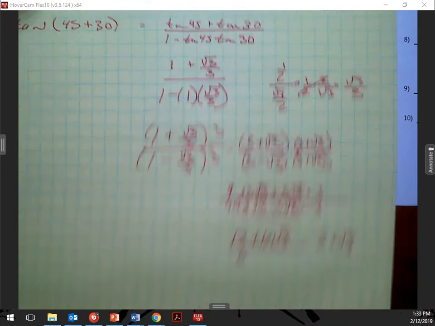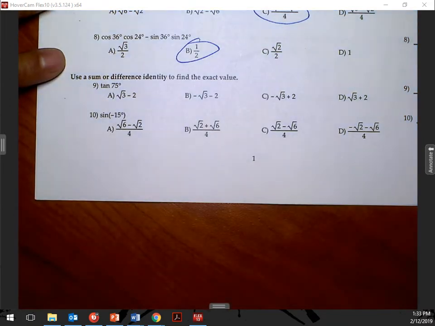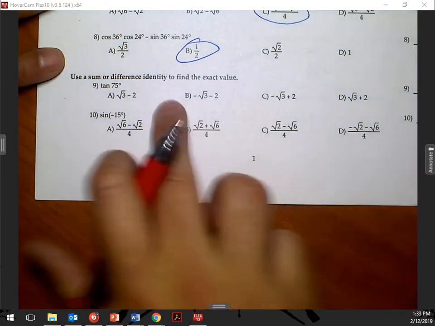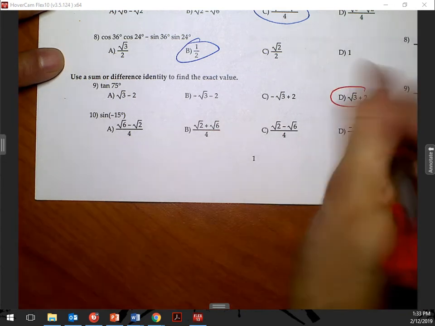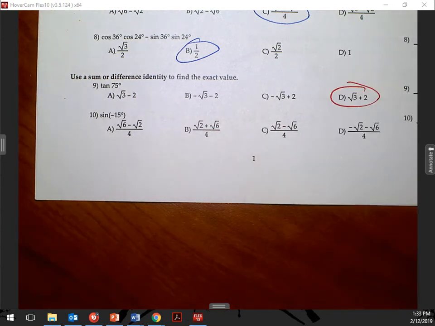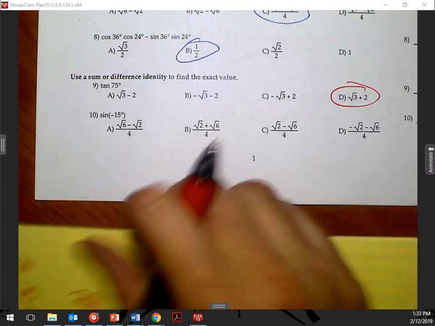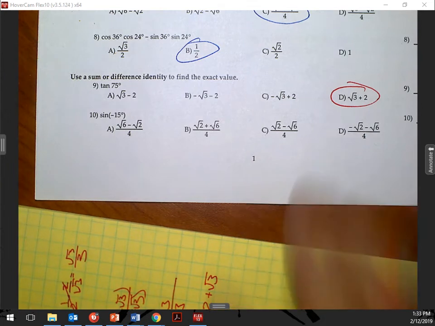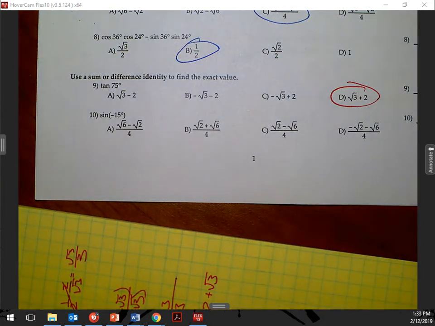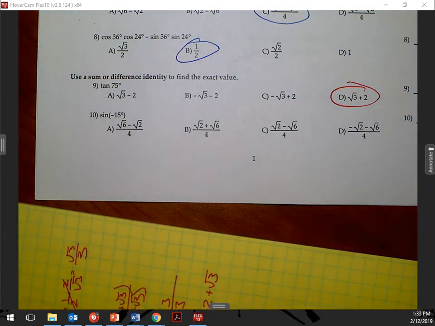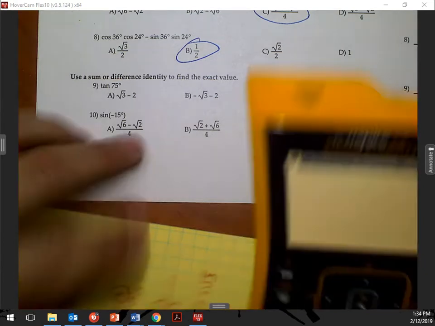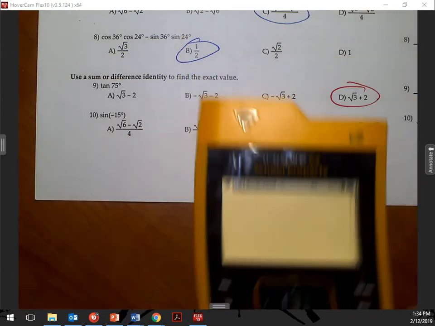So on this one right here, my answer has to be 2 plus rad 3, D. Alright, so this one's not an identity. What is it? It's not an identity. I just said it's not an identity.